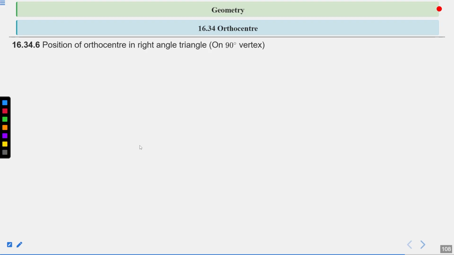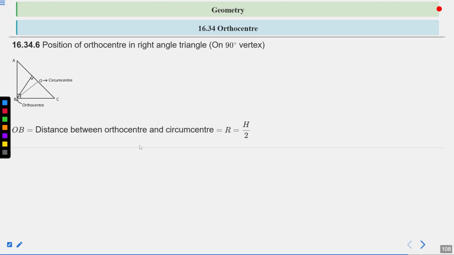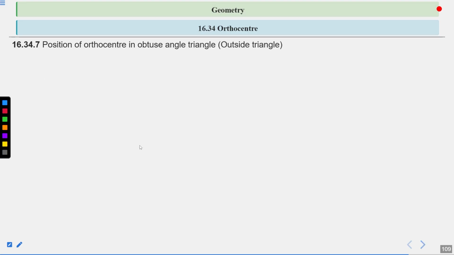Next one is the position of the orthocenter in a right angle triangle, on the 90-degree vertex. So this is the diagram. So OB is the distance between the orthocenter and circumcenter R. So we can say that R equals H by 2. Position of the orthocenter in an obtuse angle triangle: outside the triangle is the orthocenter. So we can see in the diagram, H is the orthocenter of the triangle ABC.